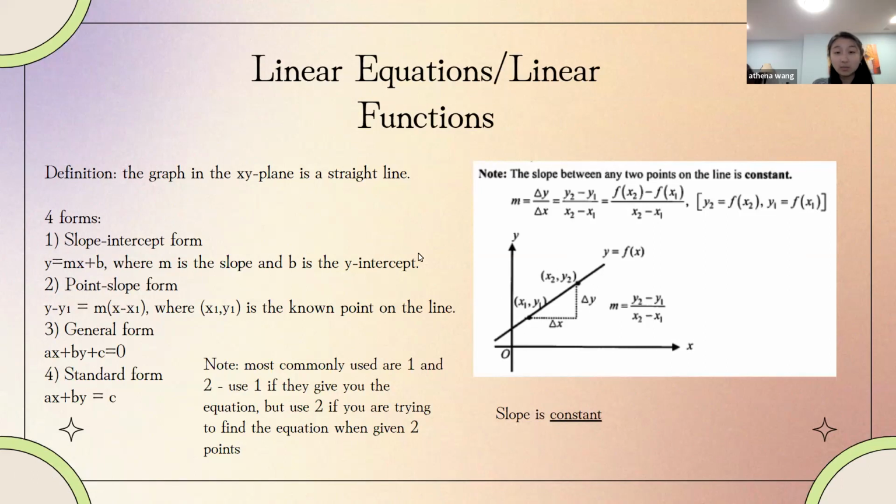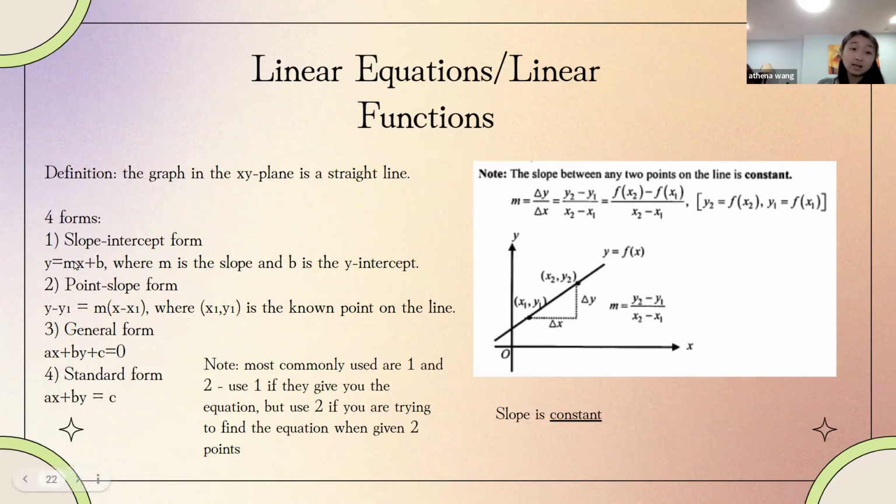This is one that you use very frequently. If you have y = mx + b anywhere, then you know that you have the slope, which is the m, and the b is the y-intercept. That means it goes through the y-axis at the point (0, b).